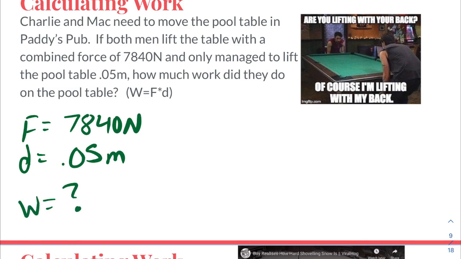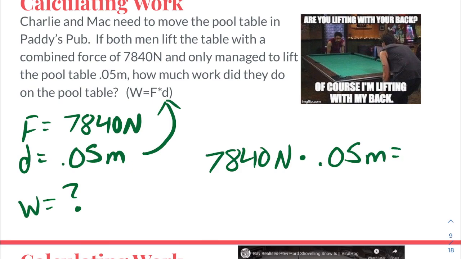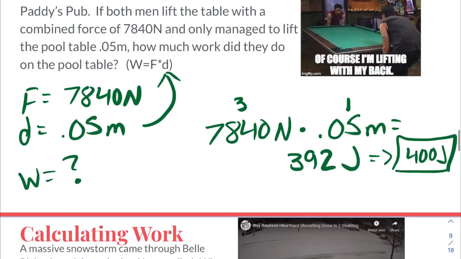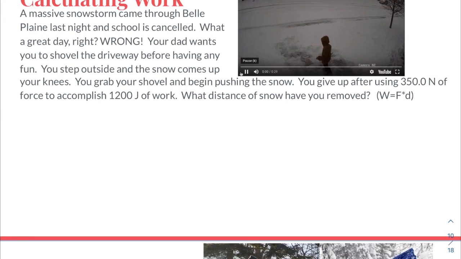So we are trying to solve for work. So we're just going to take our numbers, substitute them into the equation. 7,840 newtons multiplied by 0.05 meters. If you run that through your calculators, you get 392. And remember that this is measured in joules for work. We got to go back and look at sig figs. 7,840 has 3 sig figs, 0.05 only has 1. So this needs to get rounded to 1 sig fig, which is going to be 400 joules of work. Not much at all.